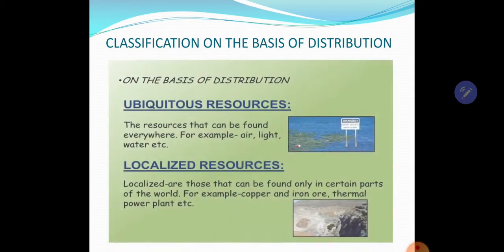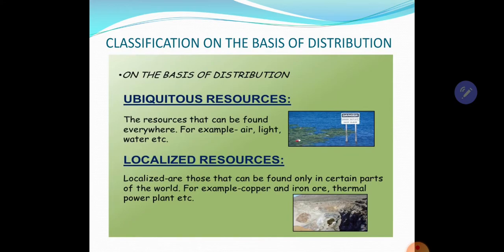Then comes classification on the basis of distribution. I generally divide this into two only: ubiquitous resources and localized resources.